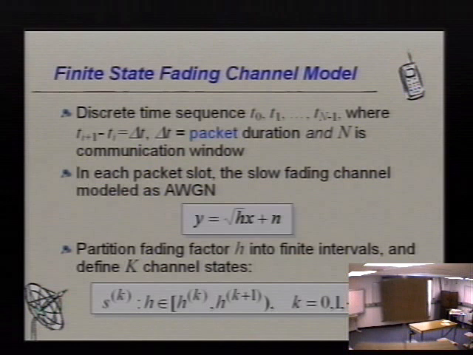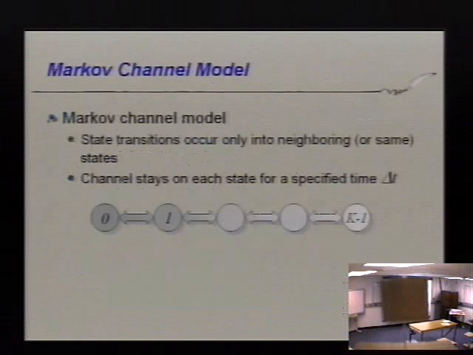And considering the dependence between consecutive packet slots, either a memoryless channel model or a correlated channel model can be defined. In this problem, we resort to a Markov chain to characterize the correlation between consecutive packet slots. And we assume the transitions between channel states only happen between neighboring states, because we assume it's a very slow fading environment. And the channel stays on each state for one packet slot.